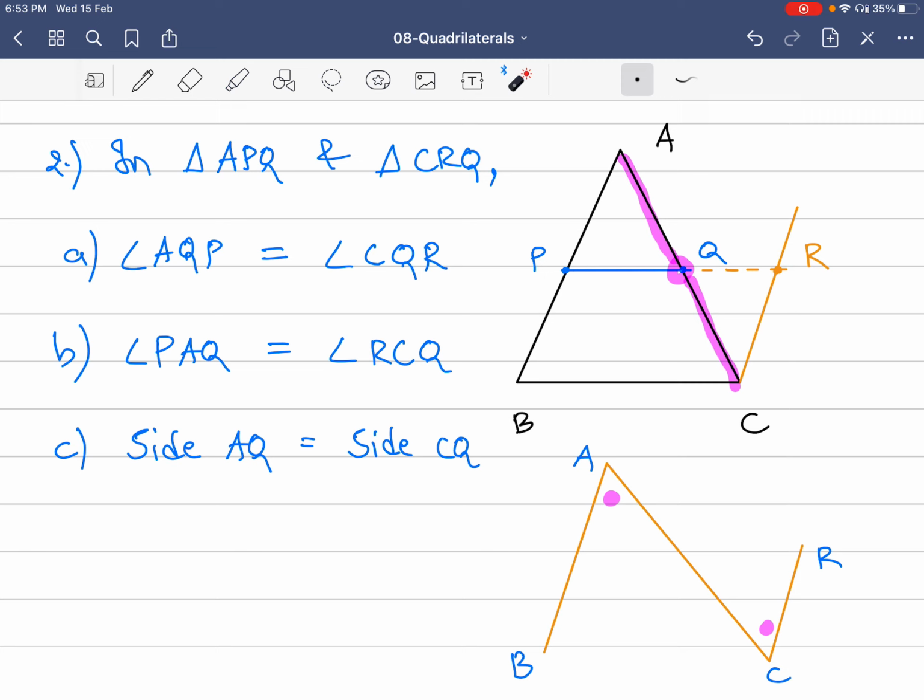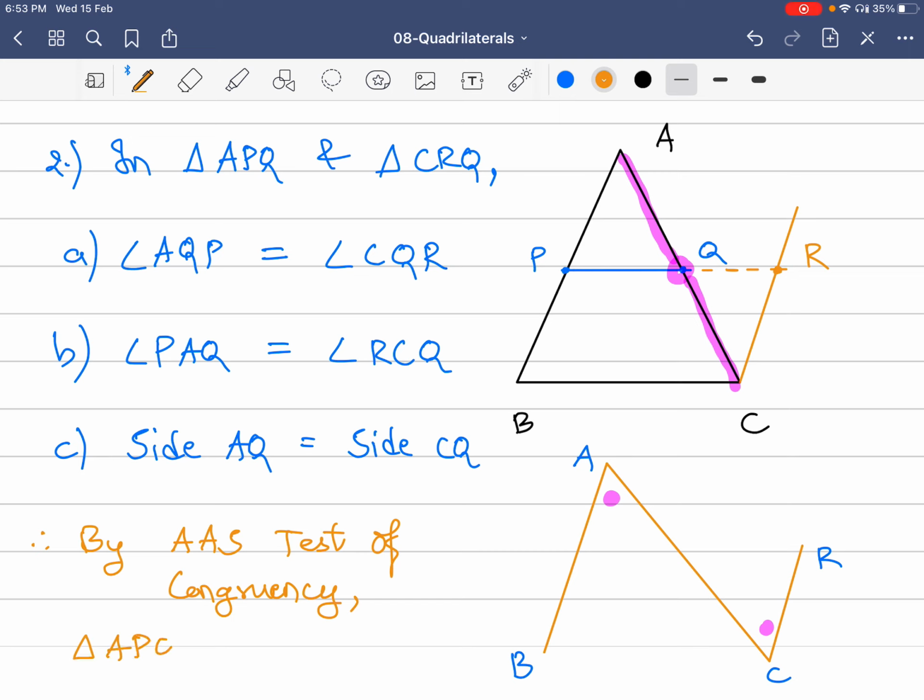So in triangles APQ and CRQ, we have two angles equal to each other and one side equal. So by the ASA test, angle side angle, let's quickly make a note of that. Therefore, by the angle side angle test of congruency, we can say that triangle APQ is congruent to triangle CRQ. Now this is an important conclusion. Triangle APQ is congruent to triangle CRQ.